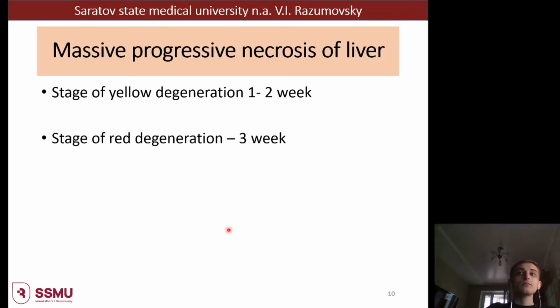And at the end of this stage we can see necrobiotic changes in the liver, and it will lead to infiltration of the liver by blood, and its color will change to red, and we can see the formation of the second stage of the disease, the stage of red degeneration. In the stage of red degeneration, the liver size will be decreased, the liver has a red color and dense consistency.